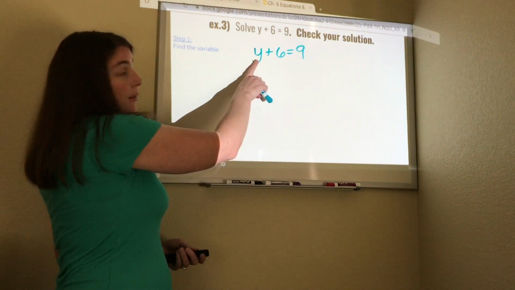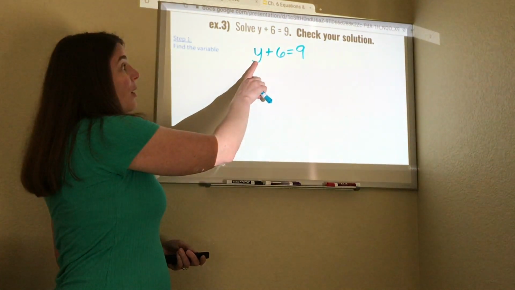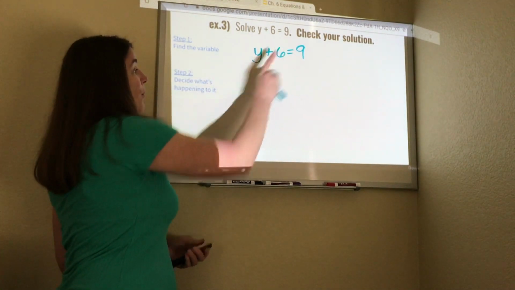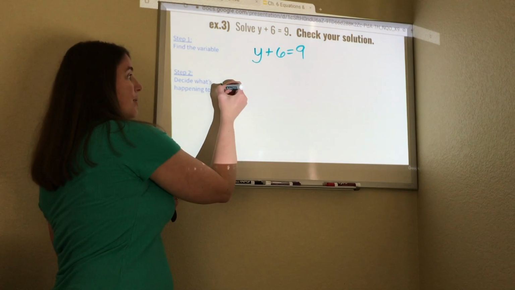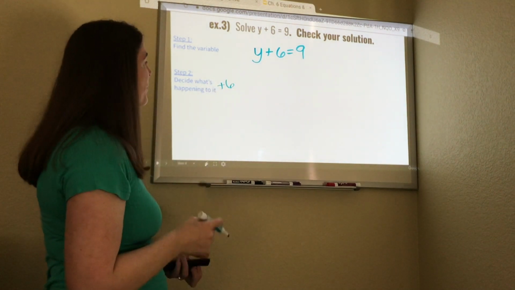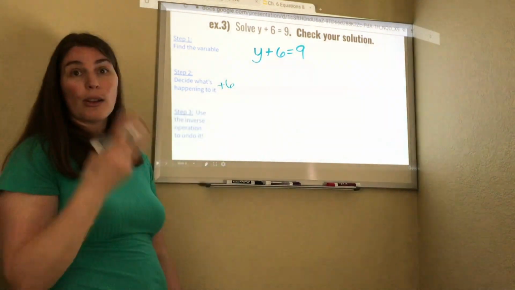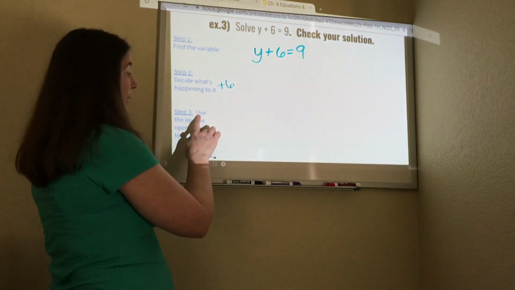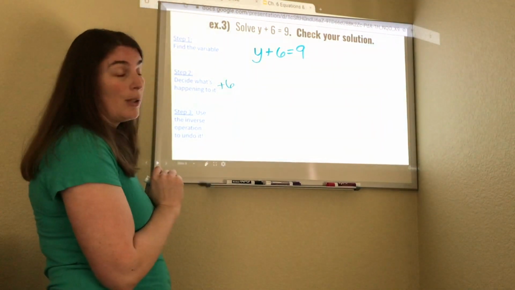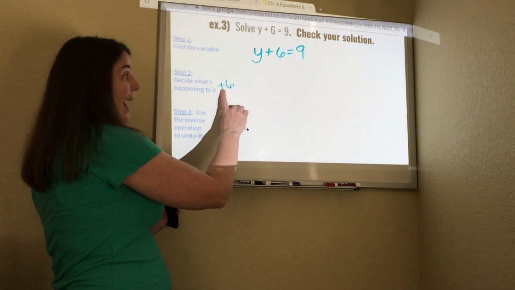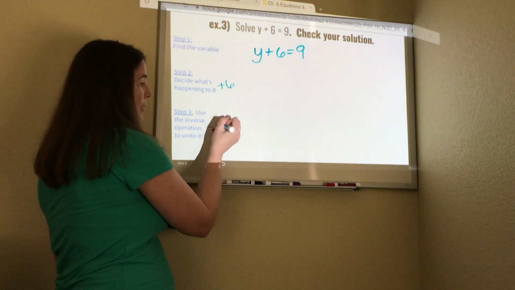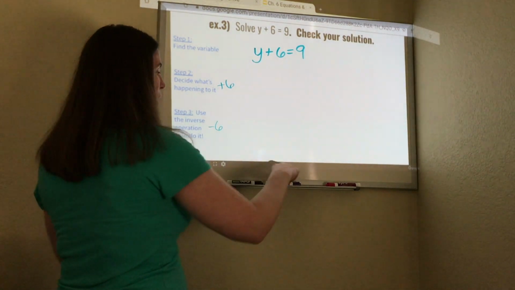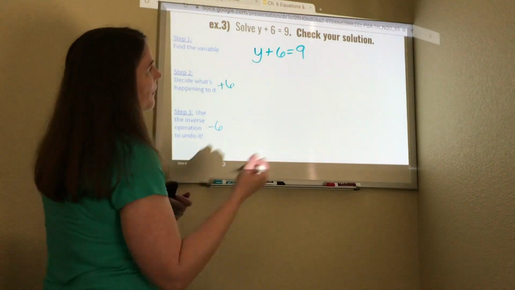My variable is y. I find it to see what is happening to my y. Well, I'm adding 6 to it. Okay? Now, the third step is to undo that positive 6. So I need to use the inverse operation to undo it. So what's the opposite of adding 6? Is subtracting 6. So I'm going to subtract 6 on both sides of the equation.